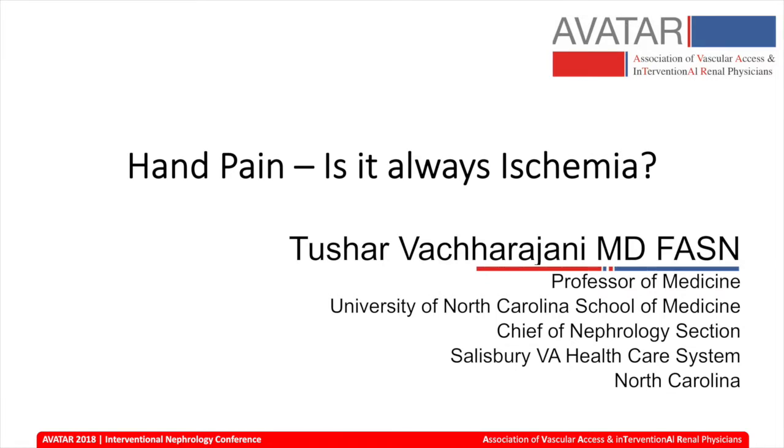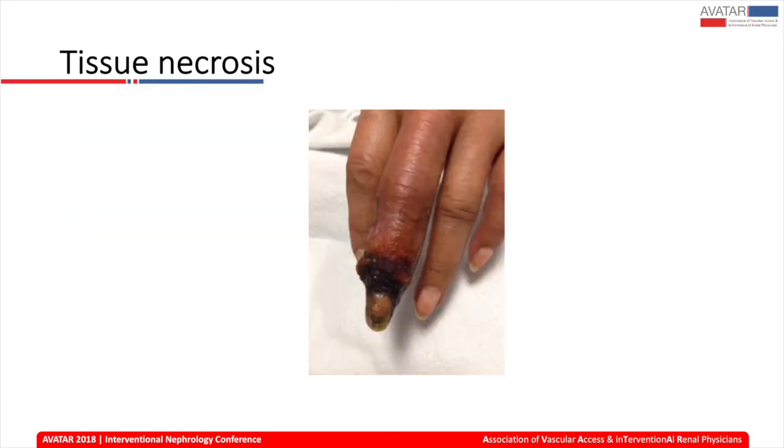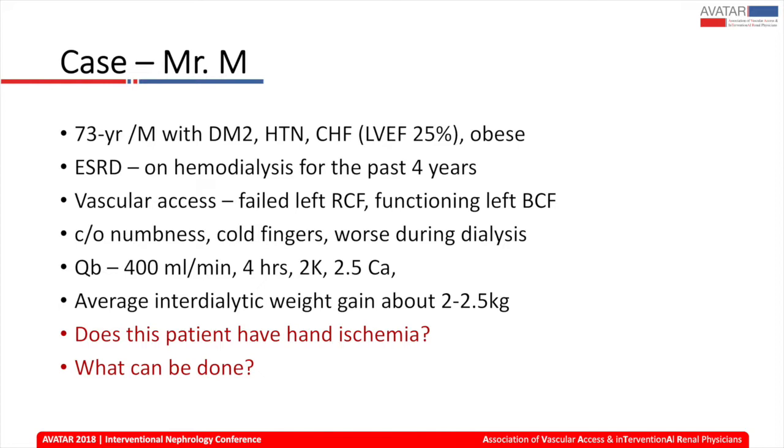So the topic for this talk is hand pain. Is it always ischemia? If you see patients like this with blue fingers in your dialysis unit, you would suspect ischemia of the distal extremity. If you see lesions like this, necrotic lesions, certainly that is a strong possibility. Having said that, the spectrum is pretty wide, and one should consider other differential diagnoses when a patient complains of pain in the distal extremity. So here's a case to start us off.